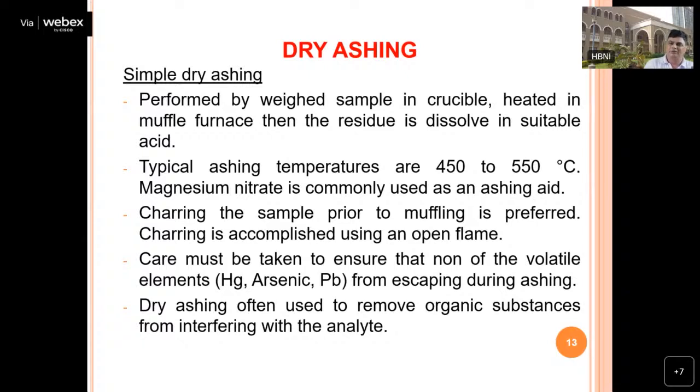For example, as I told you, there are some volatile materials like mercury and arsenic. If you are interested in mercury, arsenic, and lead, then proper care has to be taken while performing dry ashing. Generally, when we have to look for mercury, arsenic, and lead, we prefer microwave digestion, because then there is almost negligible chance that these materials will escape during sample preparation.